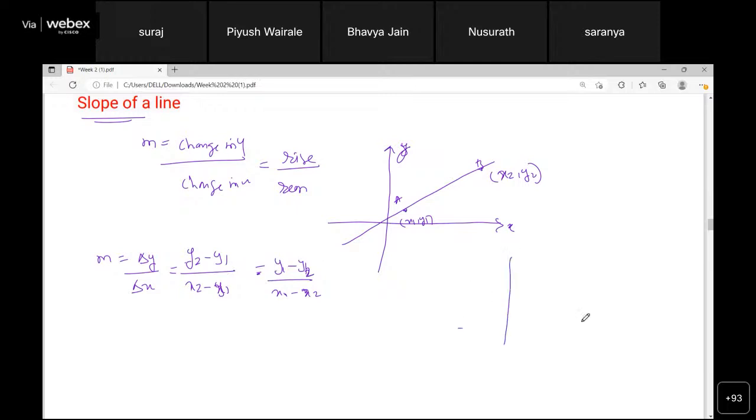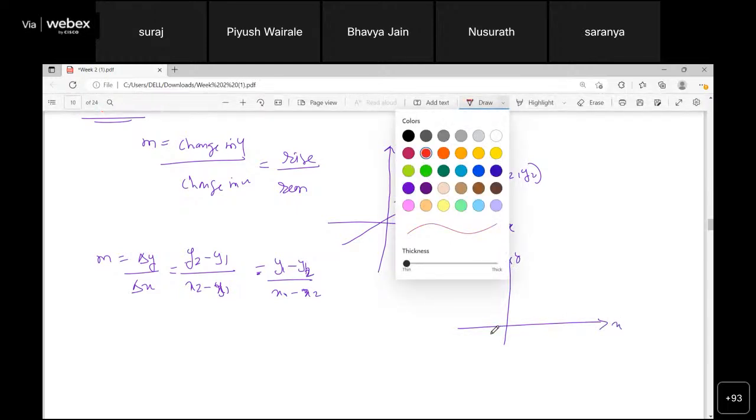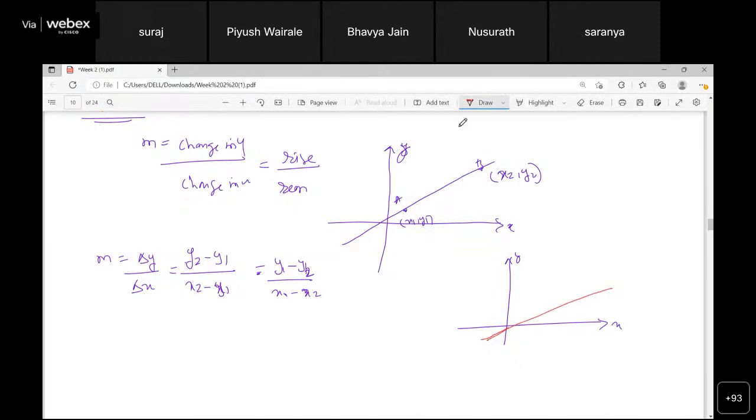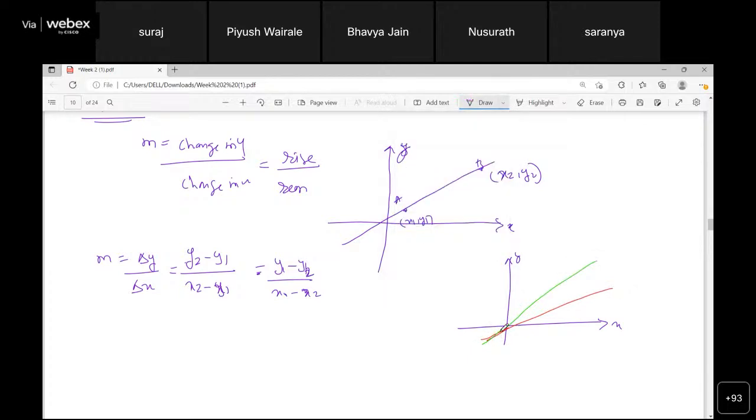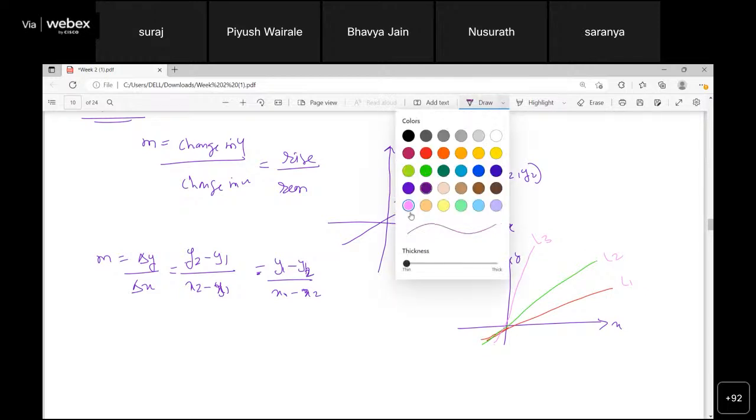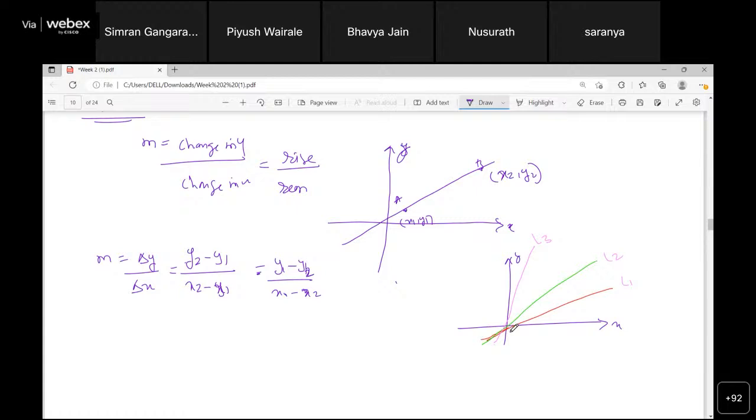Okay. Now tell me, I will draw a few lines. This is my x, this is my y. This is my first line, this is my second line, this is my third line. This is L1, L2, L3. So which one is having the greater slope? L3, right? Because the amount of x I'm changing, it will change significantly in the y direction, right? That is how my slope is there.